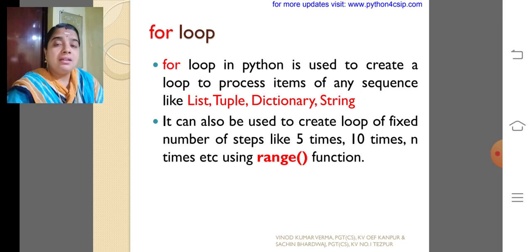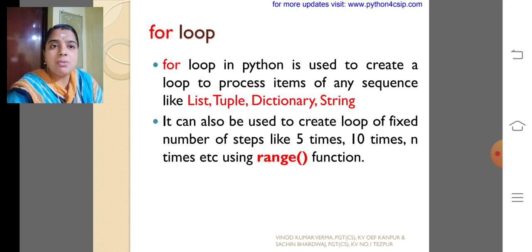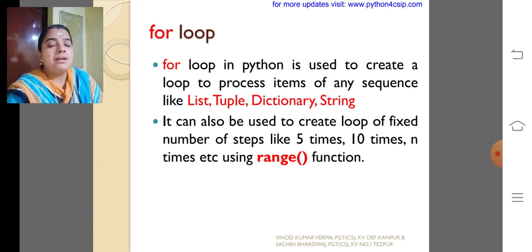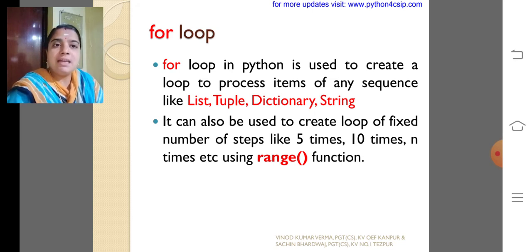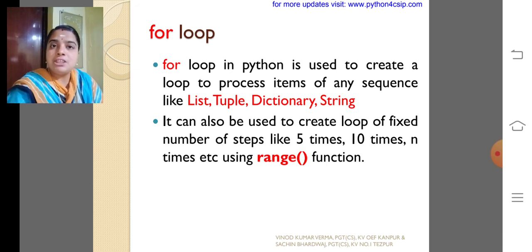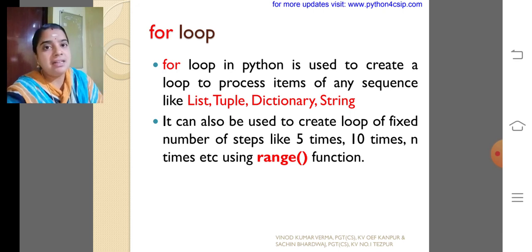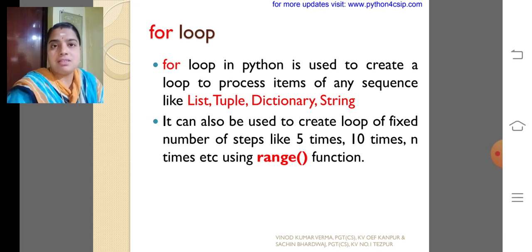Now coming to the for loop. A for loop in Python is used to create a loop to process items of any sequence like a tuple, list, dictionary or string. It can also be used to create a loop for a fixed number of steps like 5 times, 10 times and n times using the range function. My dear children, if you are using a for loop, the repetition of the same set of statements happens again and again until the condition becomes false.